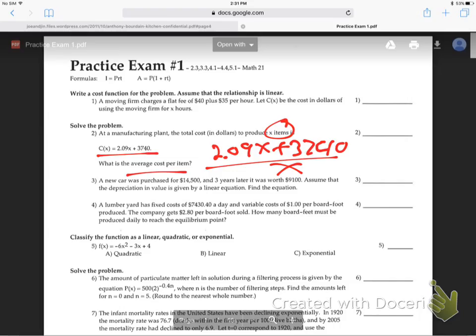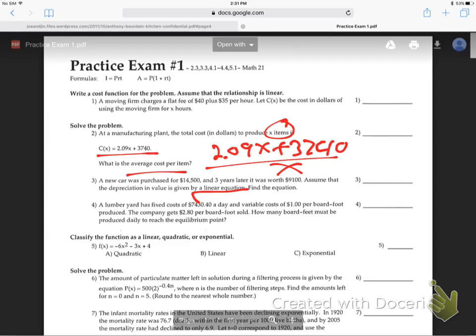Okay, number 3 is more tricky than that, though. Number 3, a new car was purchased. 3 years later, it's worth that. Assume that the depreciation value is given by a linear equation. What does that mean? That's what we're doing today. y equals mx plus b.